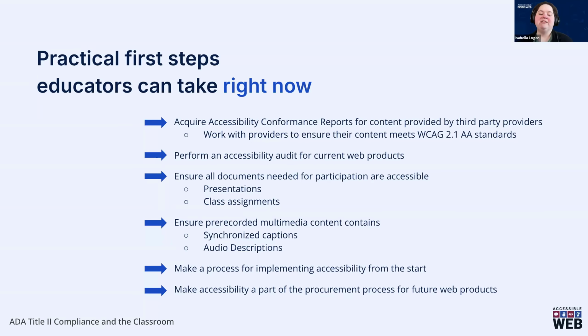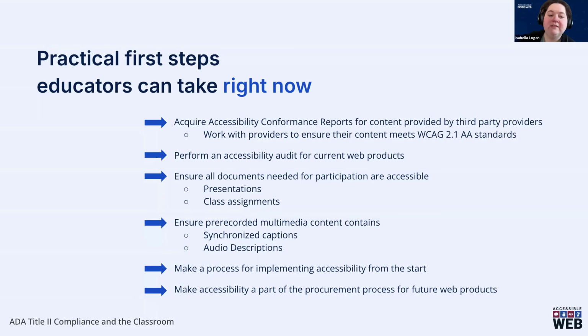Next, I would perform an accessibility audit for your current web products and get a VPAT or ACR for that. Make sure that your own web products are accessible and make any remediations to it as needed as you find out what's not meeting the criteria.